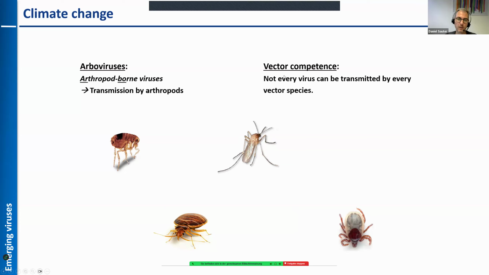Another important term is vector competence. That means that not every vector is competent to transmit every virus. Not all viruses can be transmitted by ticks or mosquitoes, because the viruses also have to adapt to their vector species, to replicate in their vector species, in order to be efficiently transmitted. We refer to this as vector competence. So this allows us to monitor specific vector species to better predict the risk of viral spread.